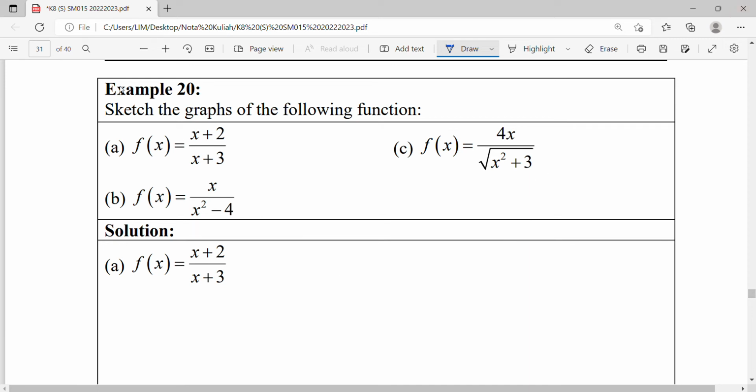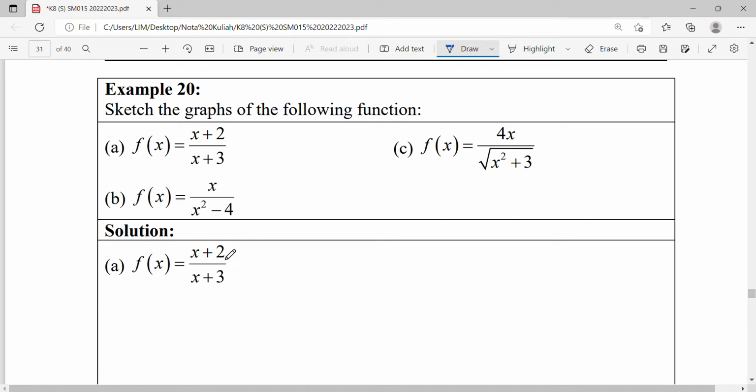So for example 20, the first function is x plus 2 over x plus 3. Actually this is a simple graph, a rational graph that we learned in chapter 5. If they just want to sketch the graph, it depends on the question. From my point of view, this graph can be sketched by the basic knowledge from chapter 5. But if you want to apply our limit and asymptote, we can also apply that.